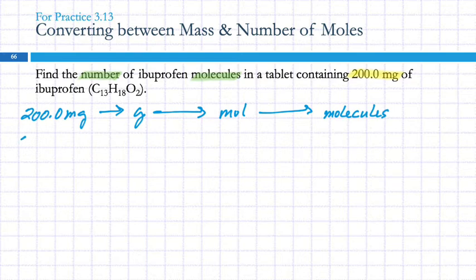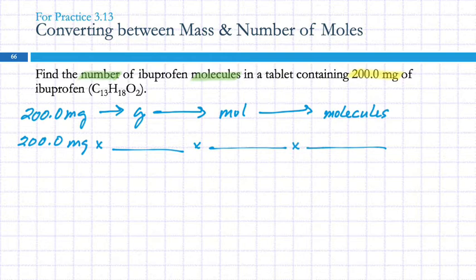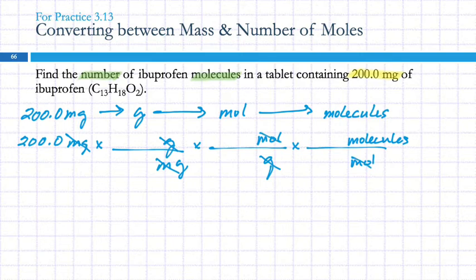So we have 3 arrows. We're going to have 3 conversion factors, 3 fractions. So milligrams to grams to moles to molecules. And this is where I wish they had an abbreviation for molecules. Molecules. Put the previous unit underneath so they're going to cancel out. Milligrams to grams to moles to molecules.